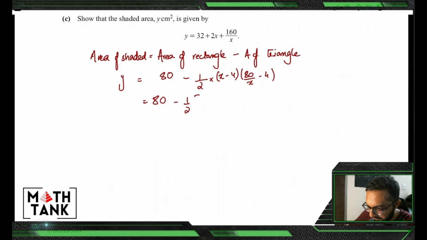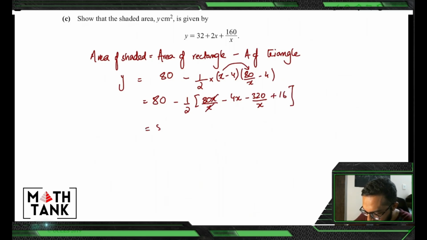Okay, so let's first expand this. So x into 80 over x gives me 80x over x, minus 4x minus 320 over x, plus 16. Okay, so this x gets cancelled out. 80 minus half of 80 is 40.